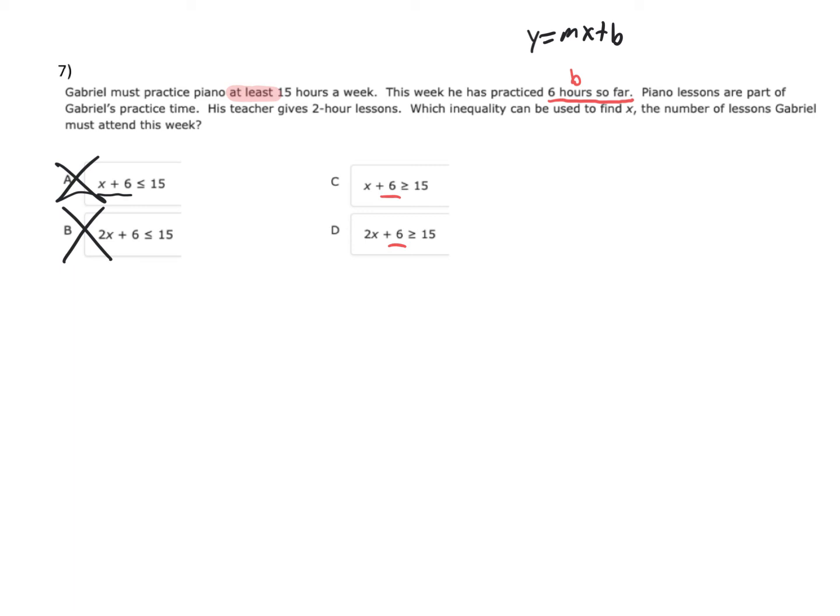Next it says his teacher gives 2-hour lessons. So that's going to be our M, because each time he does a lesson, it's 2 hours. So 2-hour lessons is our M. So when we look at our 2 answer choices now, we only have one that has an M of 2, and that would be C. Or D, excuse me. C is wrong. D would be our answer.